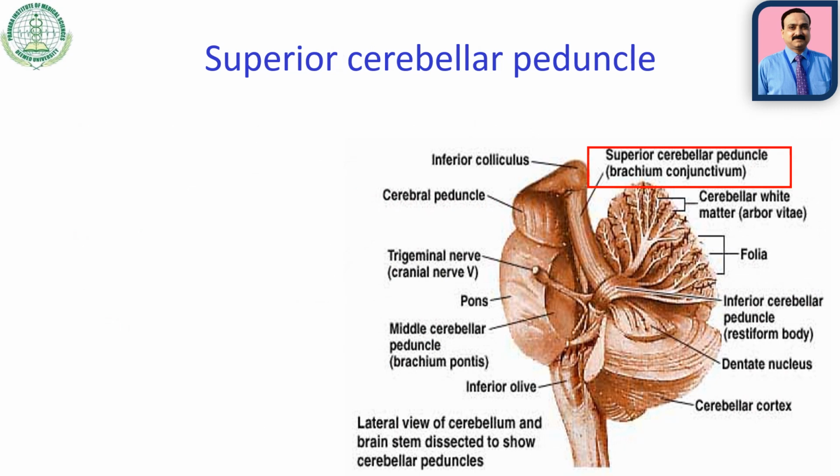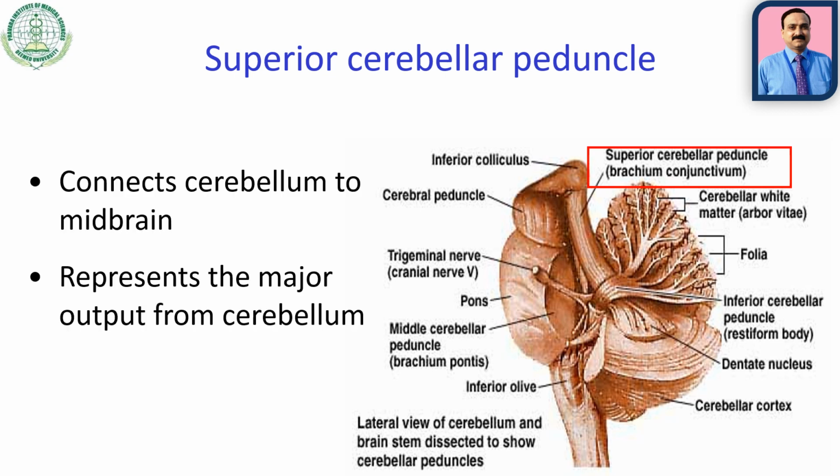First of all, superior cerebellar peduncle. Superior cerebellar peduncle connects cerebellum to the midbrain. You can see here, this is superior cerebellar peduncle. It is also called as brachium conjunctivum.